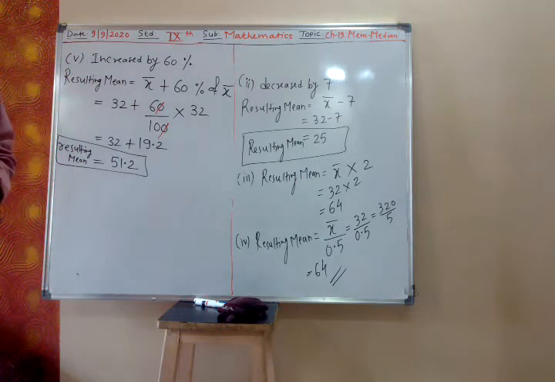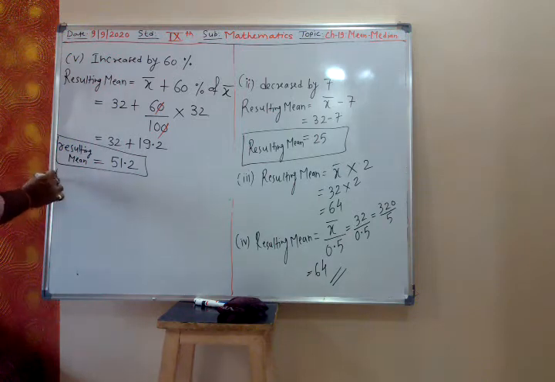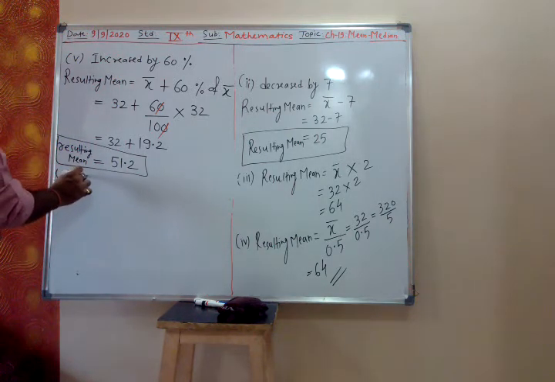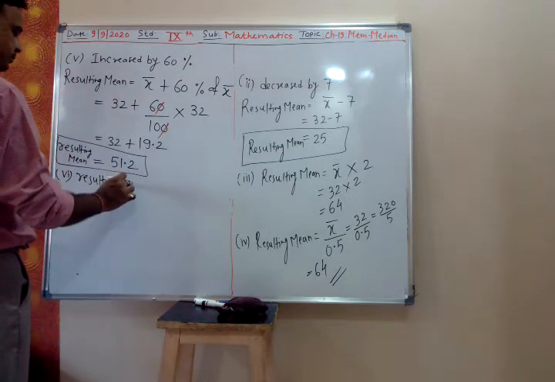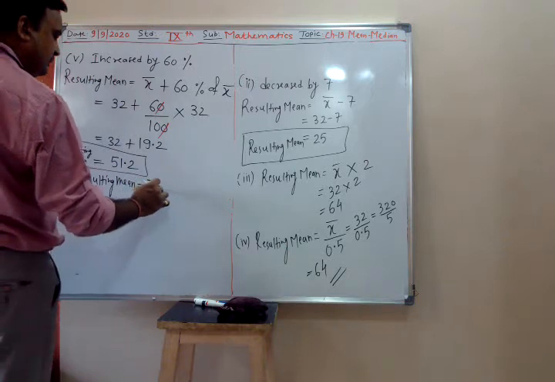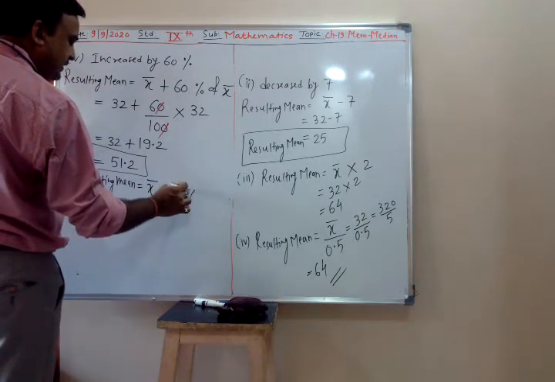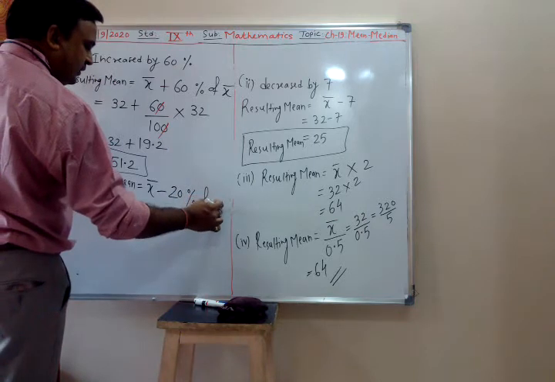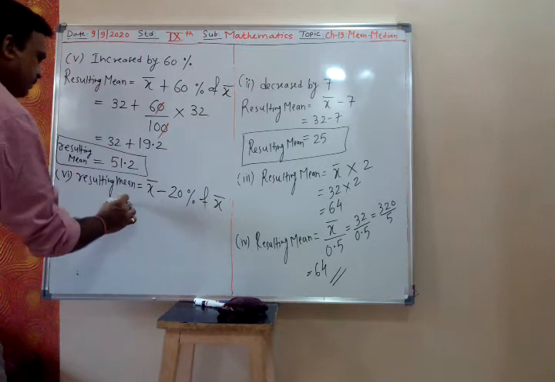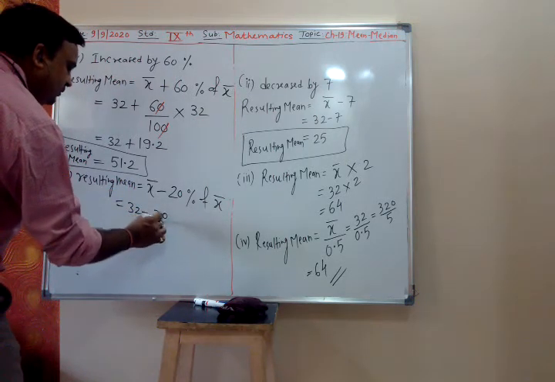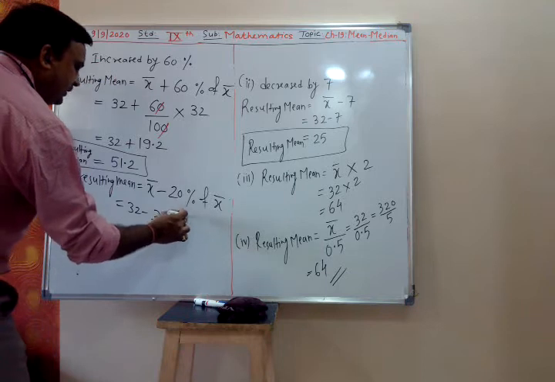Decrease by 20%. Each observation is decreased by 20%. Same thing. Sixth, resulting mean will be x bar minus 20%. Decrease means minus 20% of x bar. So x bar is 32 minus 20%, 20 upon 100 of x bar 32.